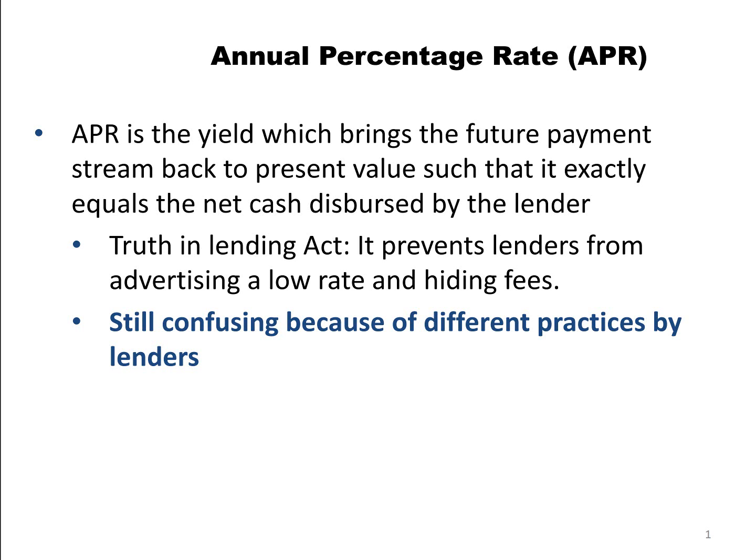Annual percentage rate is a yield which brings the future payment stream back to the present value, so it exactly equals the net cash disbursed by the lender. The Truth in Lending Act prevents lenders from advertising a lower rate and hiding the other fees. But it is still confusing sometimes because of different lender practices in presenting the fees to different borrowers.